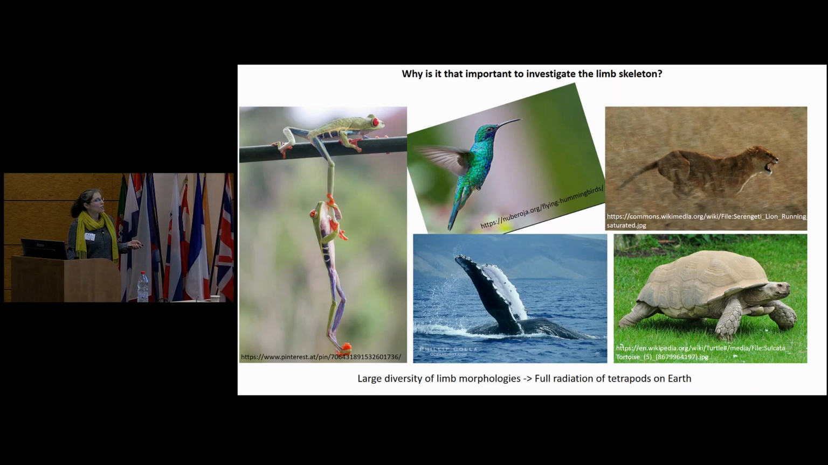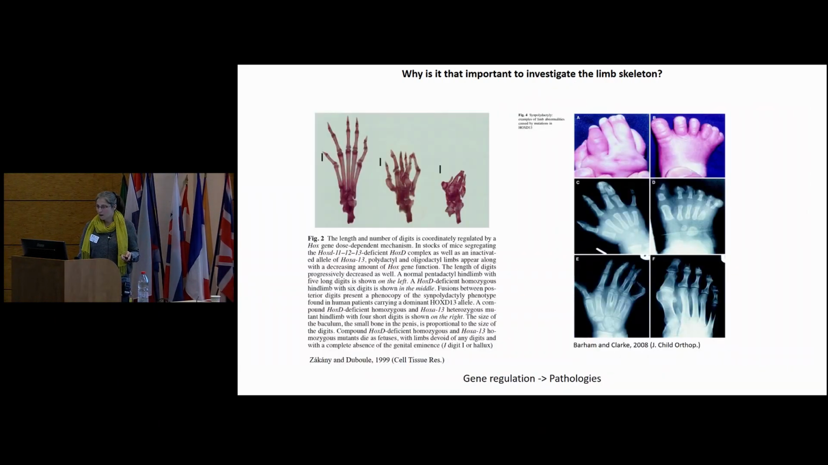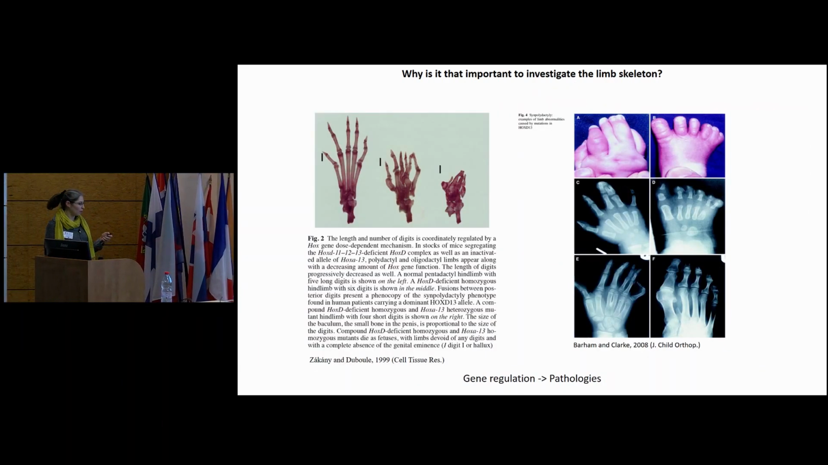So all this limb diversity, this large diversity of morphologies, was a key point for the full radiation of tetrapods on Earth. So that's a key element for us as paleontologists and evolutionary biologists.